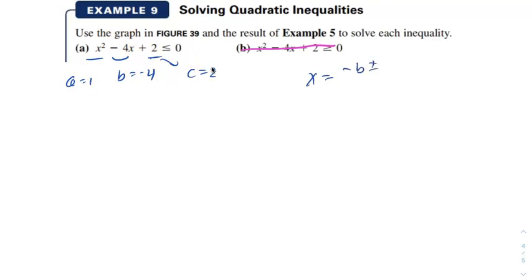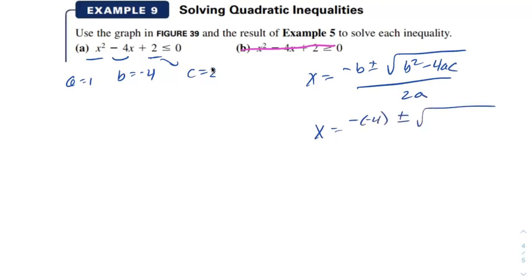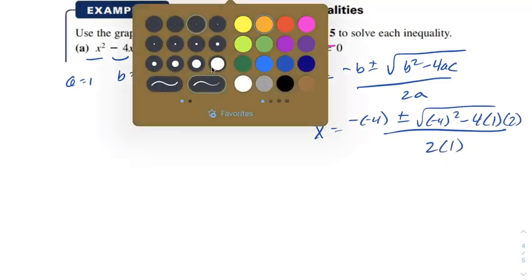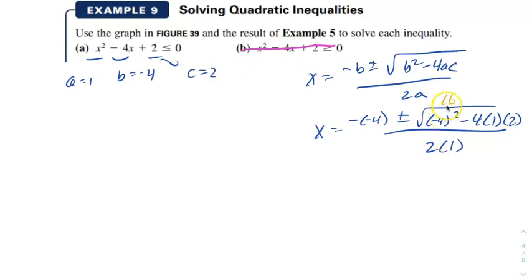So we need the quadratic formula: negative b plus or minus the square root of b squared minus 4ac, all over 2a. Let's type my values in. So negative negative 4 plus or minus the square root of negative 4 squared minus 4 times 1 times 2, all over 2 times 1. Okay, let's simplify it a little bit. This is 16. Remember, anytime you square anything, it becomes positive. Minus 8, and this is 4, so I get 4 plus or minus radical 8 over 2.